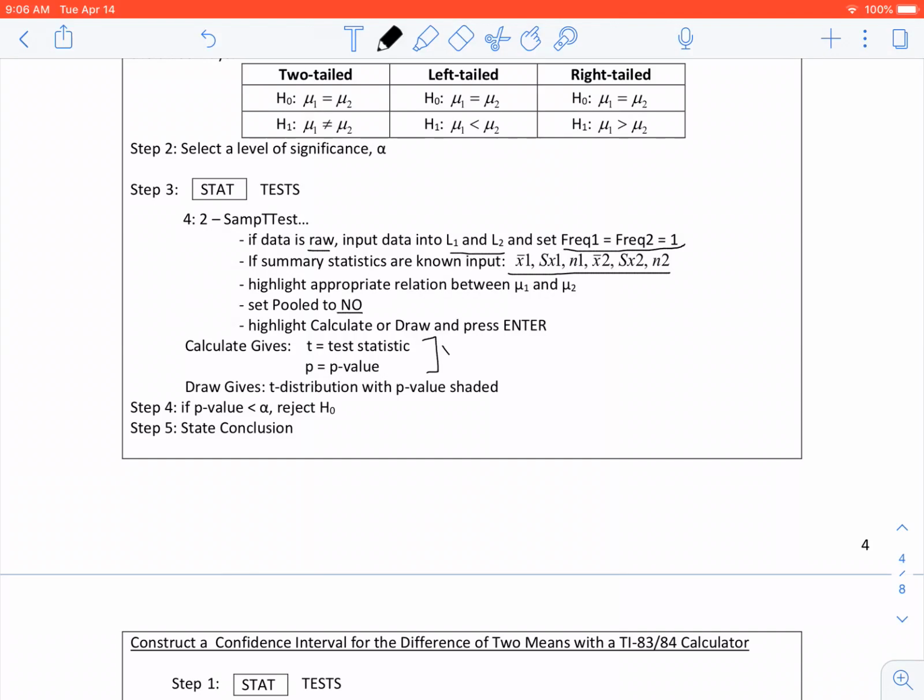You get two values as your output that are important to us. T is our test statistic and P is our p-value. It says if the p-value is less than alpha, we reject H0, and then you need to state your conclusion.